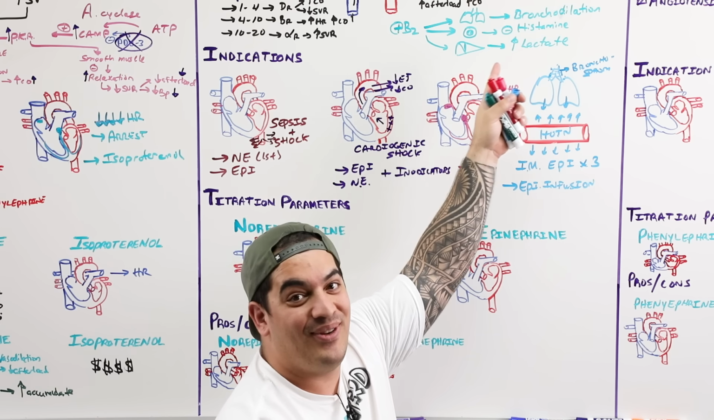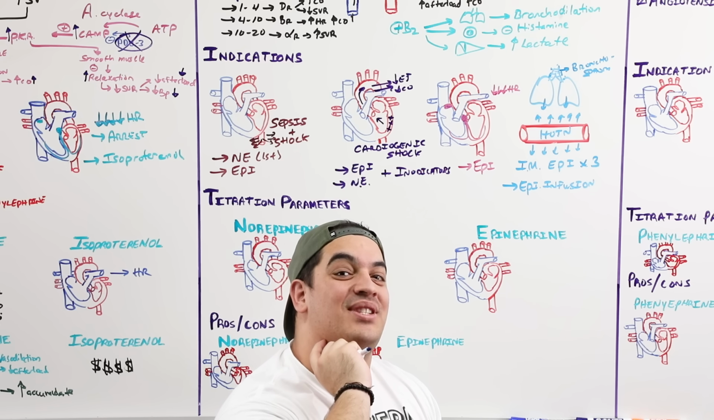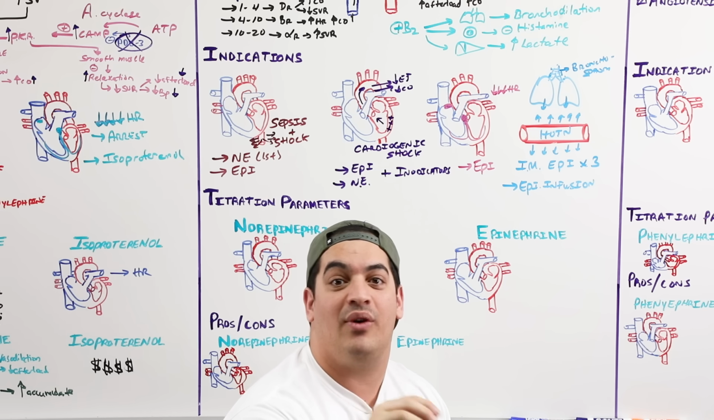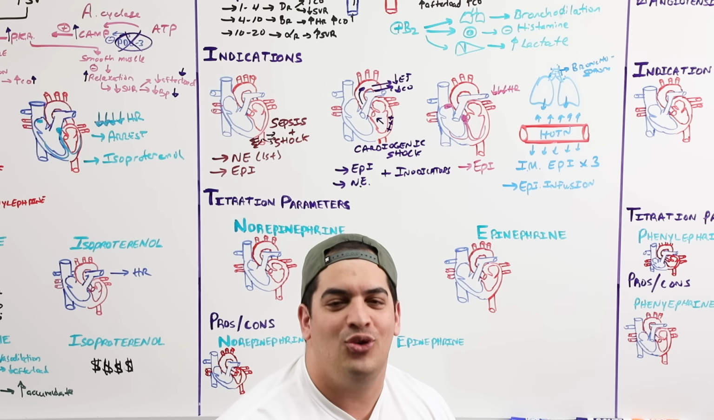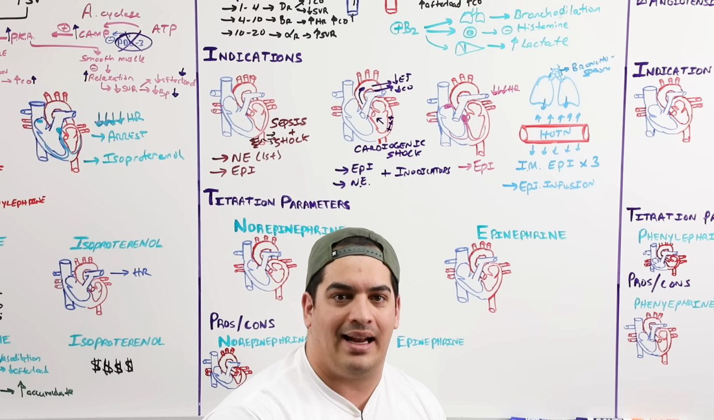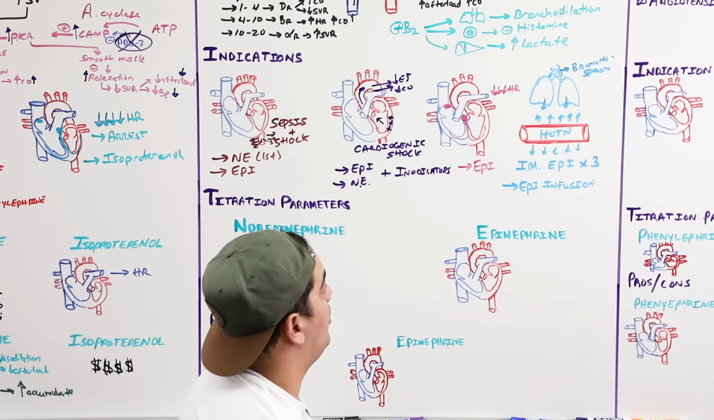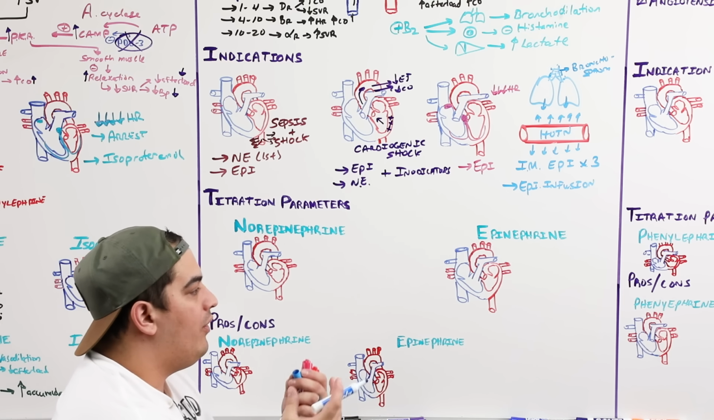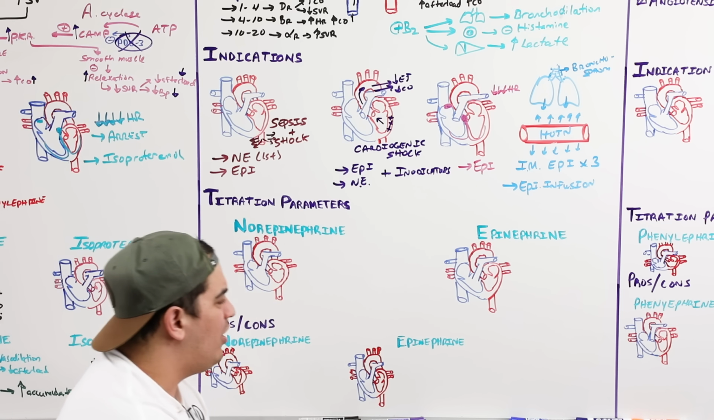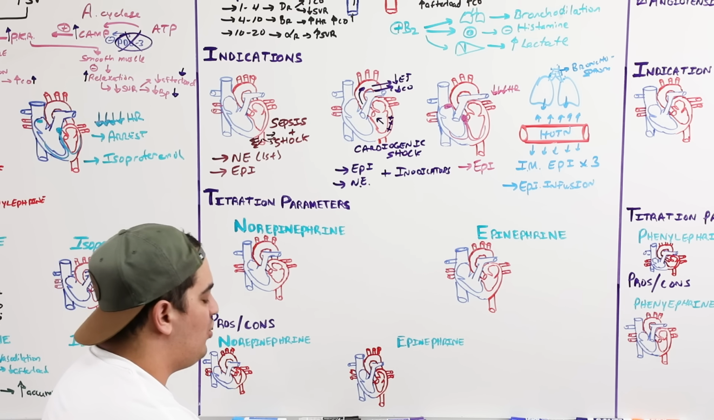What else does epi do? It works on the beta-2 receptors within the bronchioles, causing bronchodilation. It inhibits the mast cells from degranulating, releasing histamines. You get a good effect with epinephrine in those situations of anaphylactic shock. So pretty cool drug to talk about. All right, we got all the indications, we got the mechanisms. Now what are we titrating these drugs against? What are we utilizing? It's so simple.